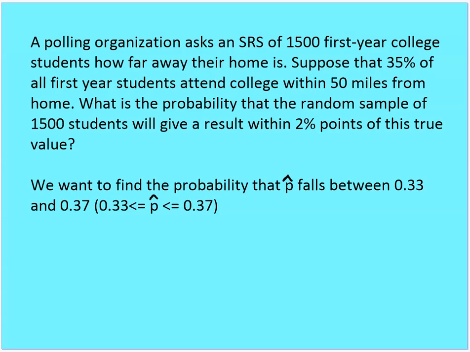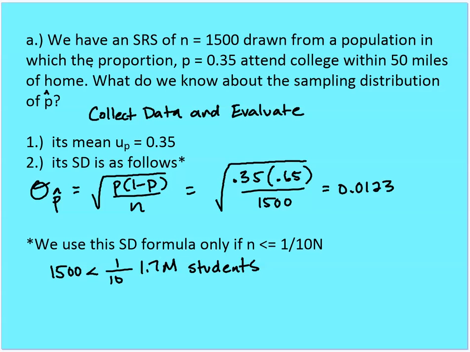What is the probability that the random sample of 1,500 students will get a result within 2 percentage points of this true 35% value? All right, so we want to find the probability that that sample proportion, that statistic, falls between 0.33 and 0.37.